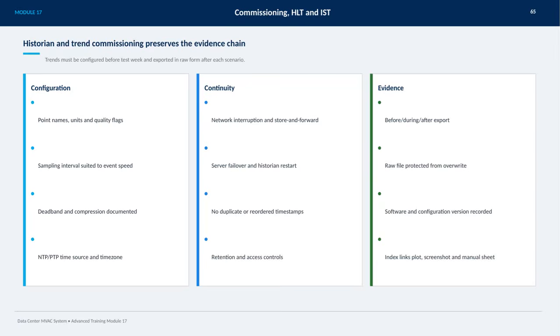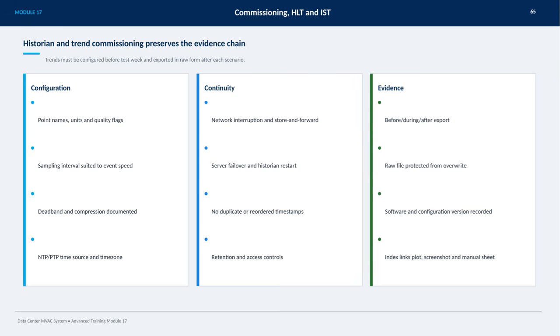On this slide, we're focusing on how historian and trend commissioning plays a critical role in preserving the evidence chain during system testing. First, it's essential that trends are set up properly before test week begins, and after each test scenario, data needs to be exported in its raw form to maintain accuracy.